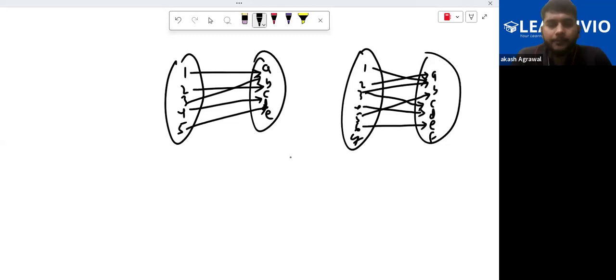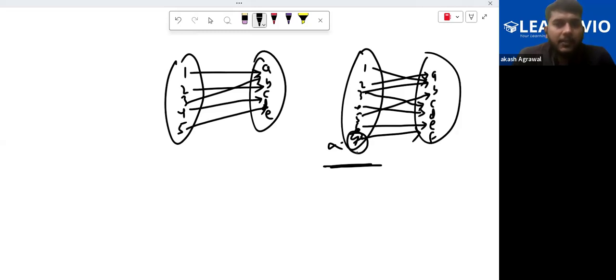Is this a function? No. Why not? Here, there is no unique image for 3. And also 7 is not related to any element. Yes, 7 should also be related. So we know the condition is that all the elements of set A should be uniquely related to elements of B, and all the elements should be related. No element should be vacant.